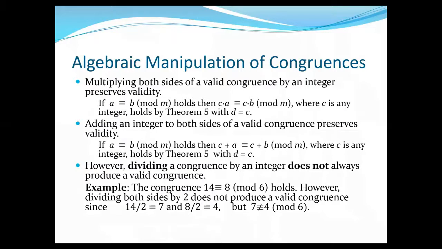Okay, so we also have algebraic multiplication of congruence. So if A is congruent to B mod M, then C times A is congruent to C times B mod M, where C is any integer. This holds by theorem number 5, with D equal to C. But don't forget, for division, it's not applicable.